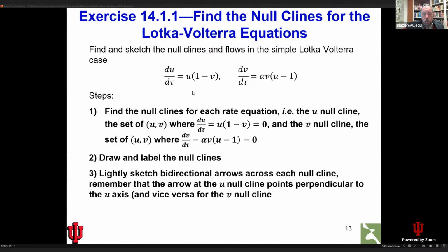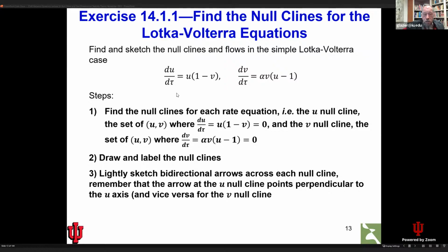There are two lines, not one. So why don't people figure out the same thing for v and then write the equations down for those. They're very simple. And then draw them on a little diagram by hand, sketch them, and label which one is the u null-cline and which is the v null-cline. Okay? And then, as I say, lightly sketch with a pencil or something like that, bidirectional arrows across each null-cline.